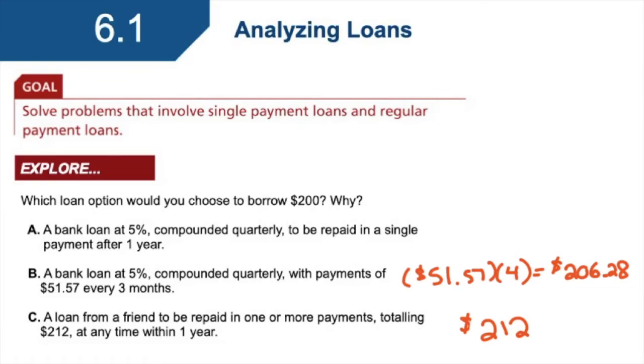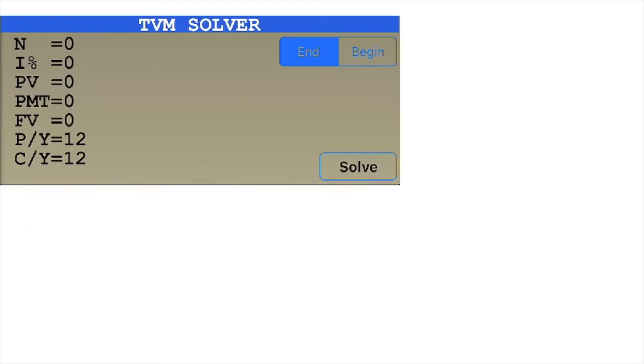Option A here is the most complex because we don't know the payment amount. We only know that the bank loan is at 5%. It's compounded quarterly, and we're paying back in one single payment. For this, we need to turn to some technology, namely Graphing Calculator. It has a very robust finance app, and I've taken a screenshot of the calculator app for the phone. The one on the handheld calculators looks very similar, but we will be dealing with the phone for now. The one on the handheld calculator functions exactly the same.